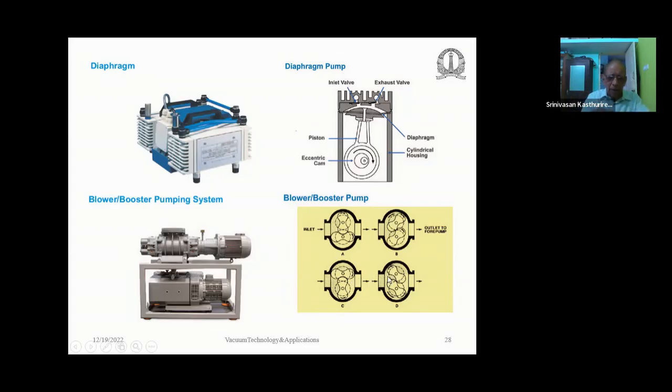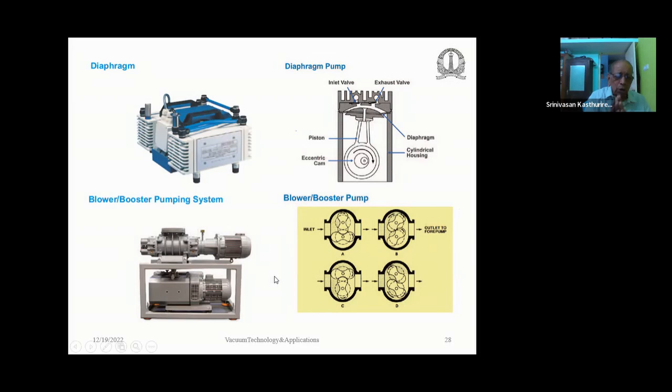So gradually, as it keeps on rotating, a certain amount of gas is trapped, and by the end of the rotation it is moved to the other side. Like that, it keeps on going. So from the inlet to the outlet, it keeps on moving like this.